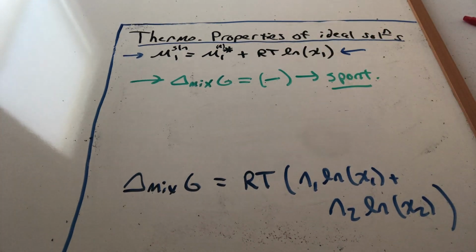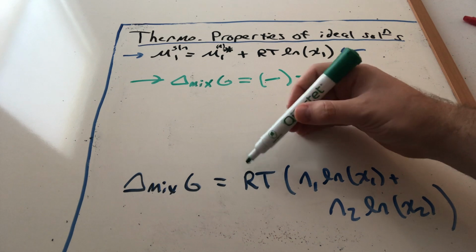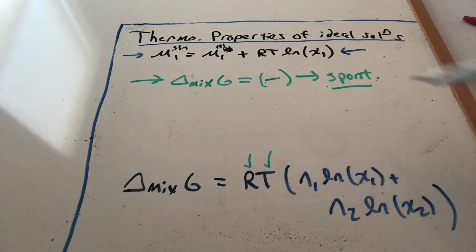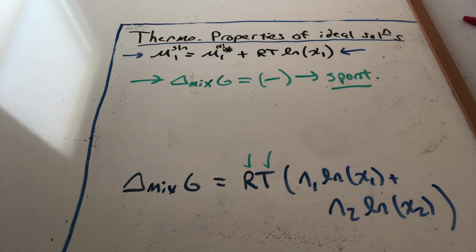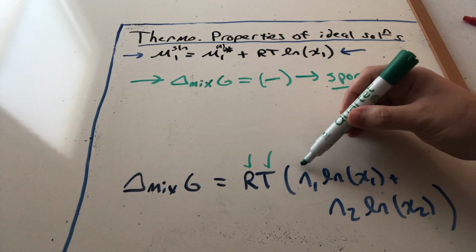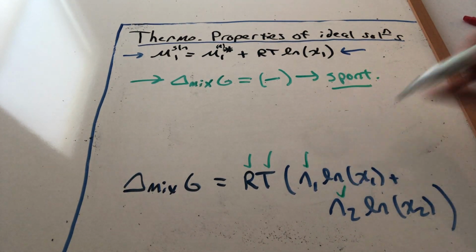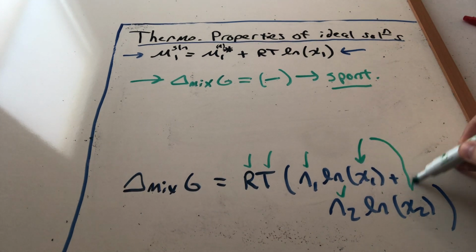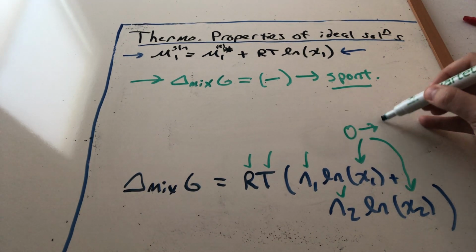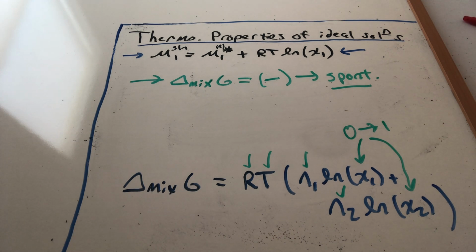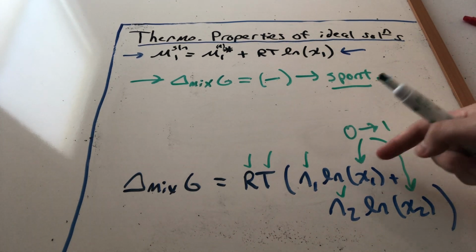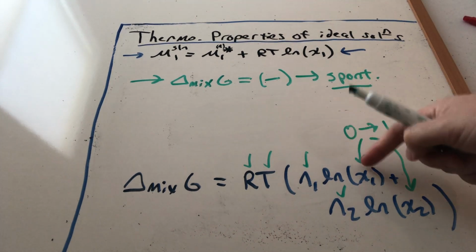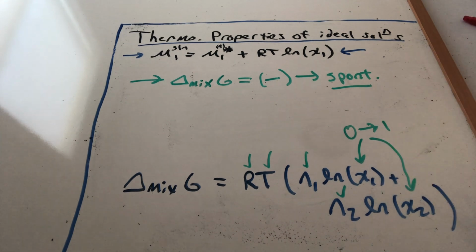Now, how do I see it's going to be negative? Remember, R is a positive value. T is always positive because we always make sure it's in Kelvin. Number of moles are going to be positive. So where does the negative come from? Remember, chi ranges from 0 to 1, so they're fractions. Whenever you take the natural log of a decimal, you get a negative number. So the natural logs inside here force this to be negative.